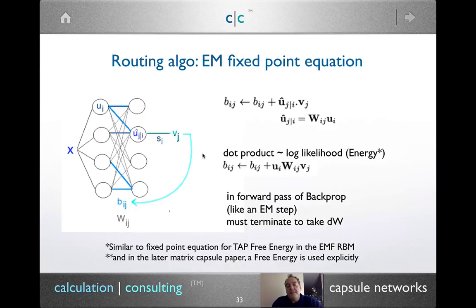this is very similar to a blog post I wrote which talks about the fixed point equation for the TAP free energy in an extended mean field restricted Boltzmann machine. And I'll make a video on this at some point. But the point is that you get something that kind of looks like an energy, and then you run expectation maximization, you get a fixed point equation, and you unravel it. In fact, in the later matrix capsule paper, Hinton writes down a free energy explicitly to do this.